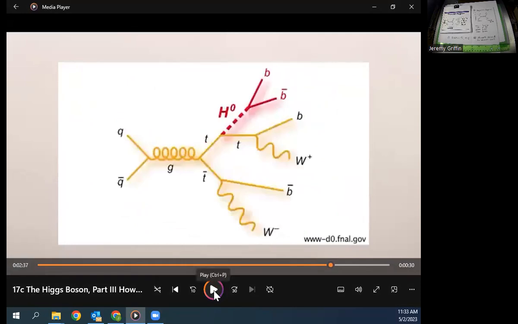Yeah, you see all those different Feynman diagrams? Like there's one there, right? Okay, so that's fun. Right, next one.